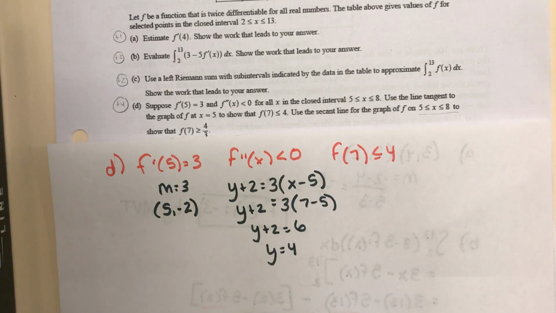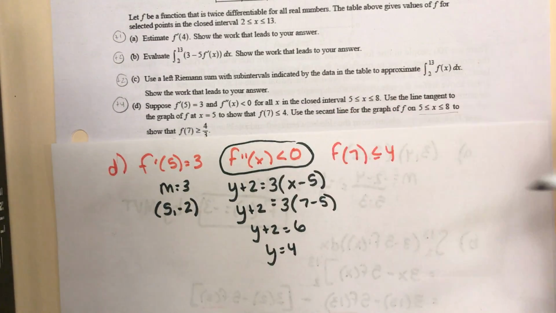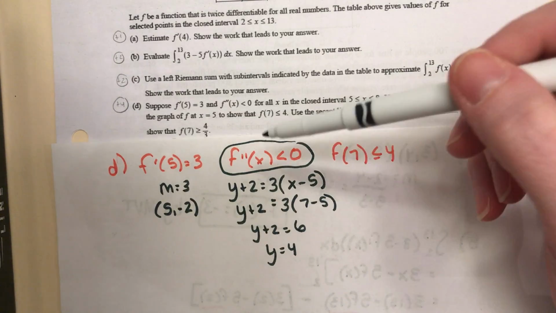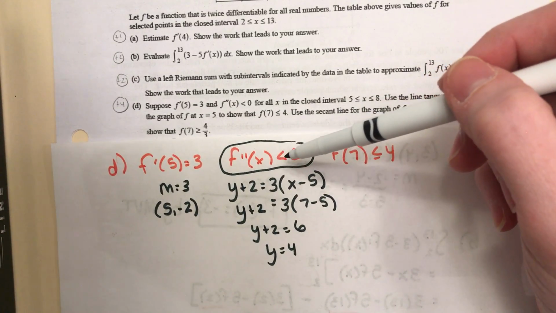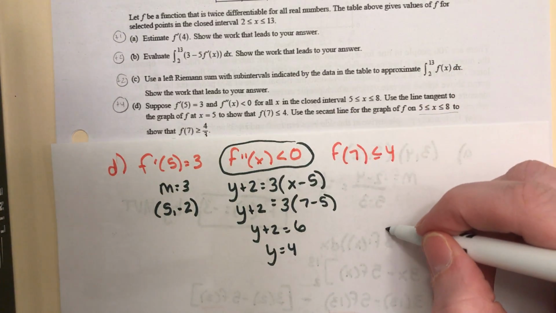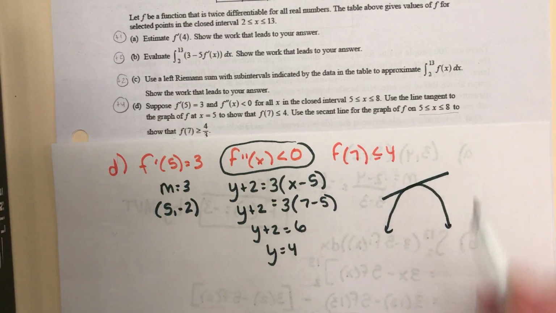Now something they give us that we haven't talked about yet is right here. They tell us that the second derivative is less than 0. The second derivative, remember, tells us about concavity. So if it is less than 0, that means your graph is concave down. And we just found a tangent line.